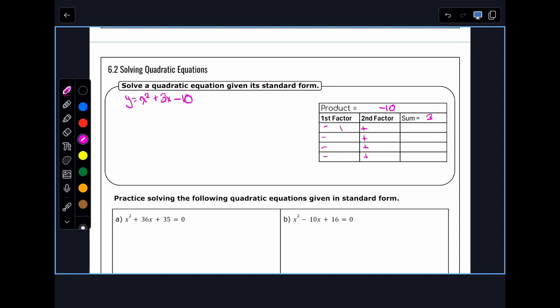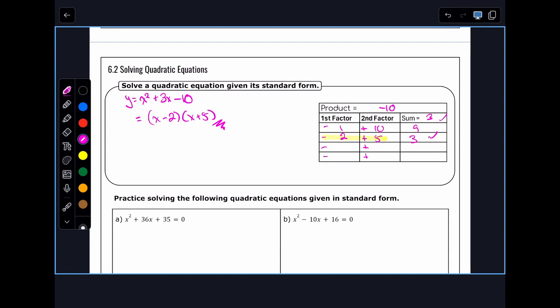The first factors are 1 and 10, which gives me 9, then 2 and 5, which when I put in my calculator gives me 3. That's the one I want. So now I can just write the factors I found, minus 2 and positive 5. And now, just like last time, you would know what to do with that step.